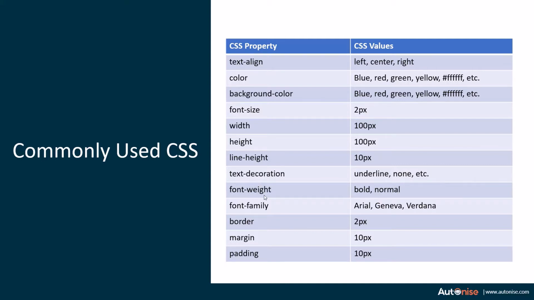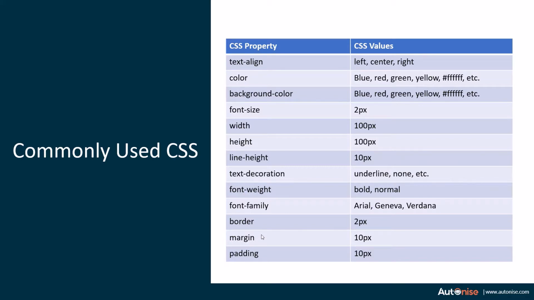Next, there is the font weight, which can have values bold and normal, which changes the weight of your font. Next, we have the font family, which will change how the typography of your font looks. So these are the commonly used font families: Arial, Geneva, Verdana, and so on. Next, there is the border, which can be specified in pixels, and it can set the border of your HTML element. Then there is the margin and the padding.